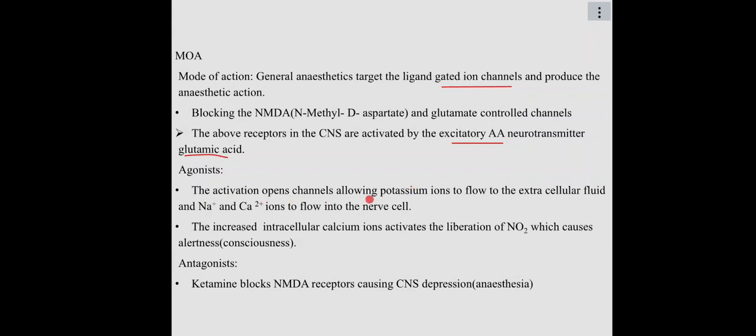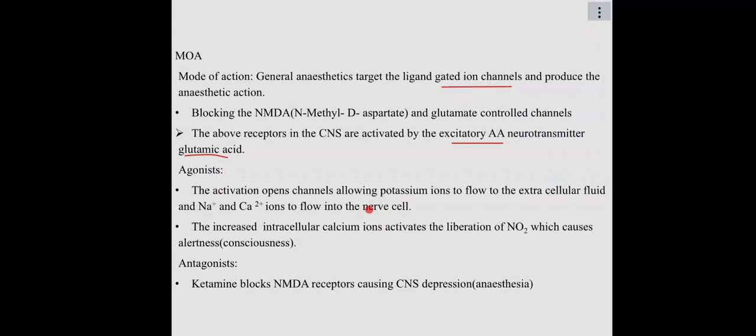Agonists, the activation opens channels, allowing potassium ions to flow to the extracellular fluid and sodium and calcium ions to flow into the nerve cell. So into the nerve cell and out, and that's flow of ions. Remember, flow of ions can conduct a current. And indeed, nervous conduction is just that small current that is conducted. As that flow occurs, the information is moving. So that nervous conduction is a way of movement of the information that you require.